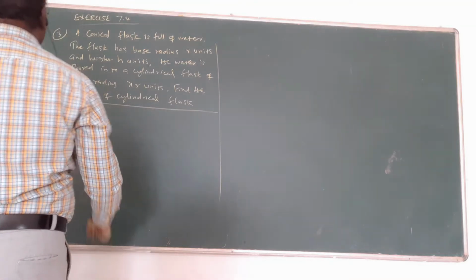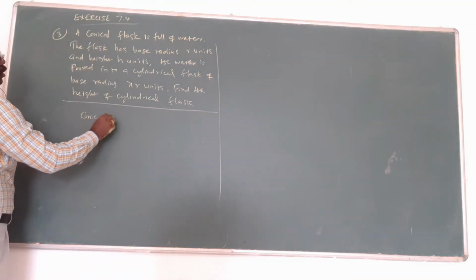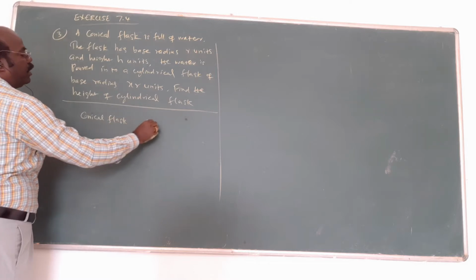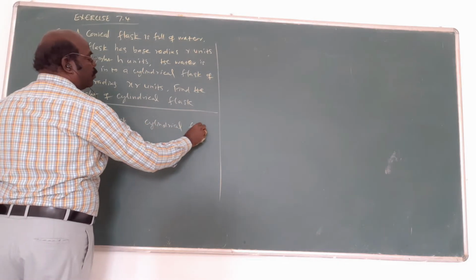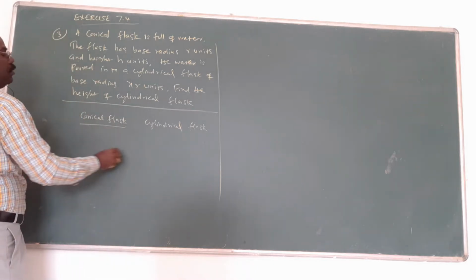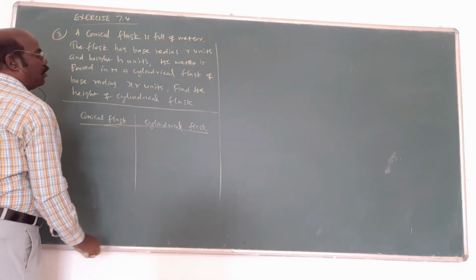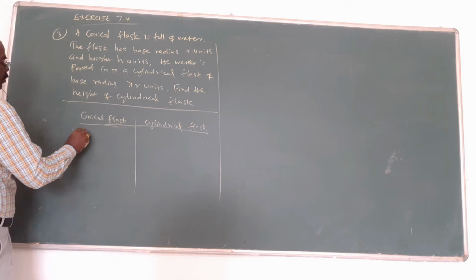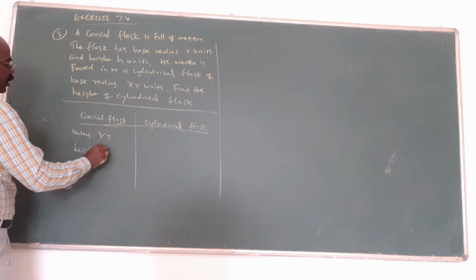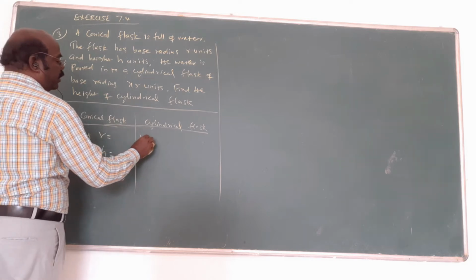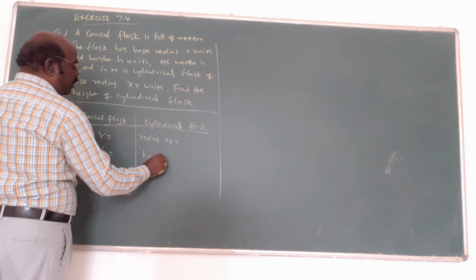Now third question, the conical flask. These are the cone flask. Next one is cylindrical flask. Already told you what I told you: a radius R and height H. But here radius R1 and height H1.